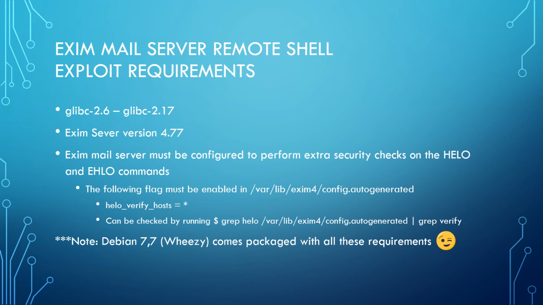EXIM server version 4.77, which contains a 16 kilobyte SMTP command buffer to reliably set up the heap. The helo_verify_hosts flag to be enabled for extra security checks on the HELO and EHLO SMTP commands. This flag is turned off by default in EXIM server. Debian 7.7 Wheezy contains all these requirements, with the exception of enabling the helo_verify_hosts flag by default.